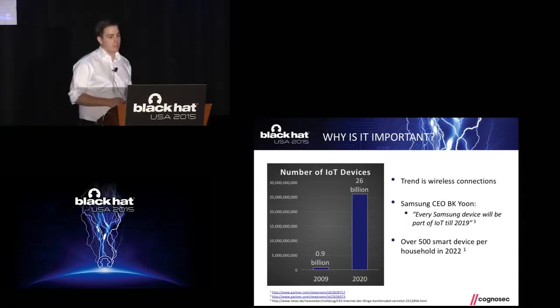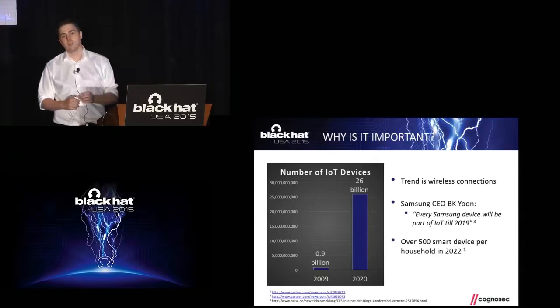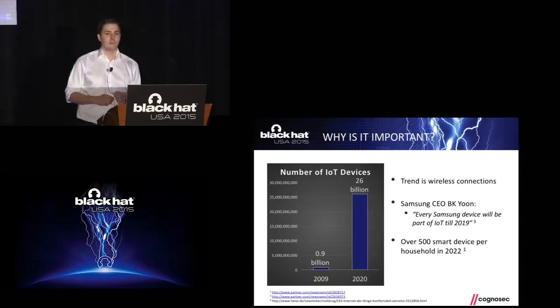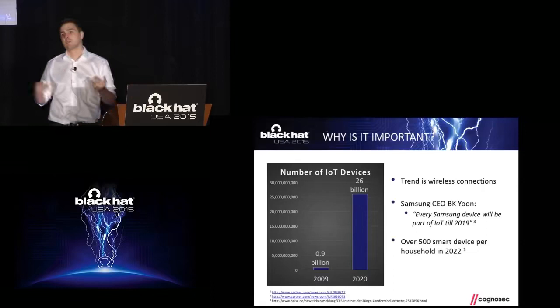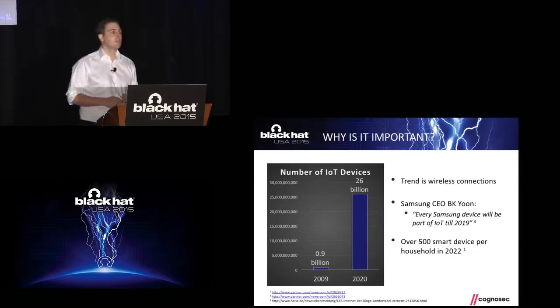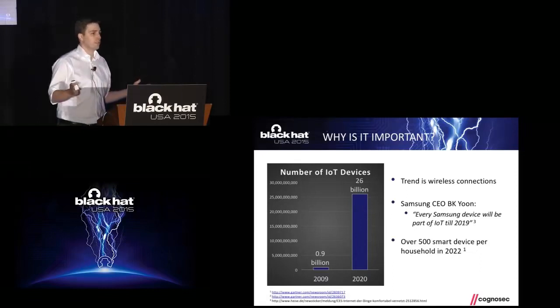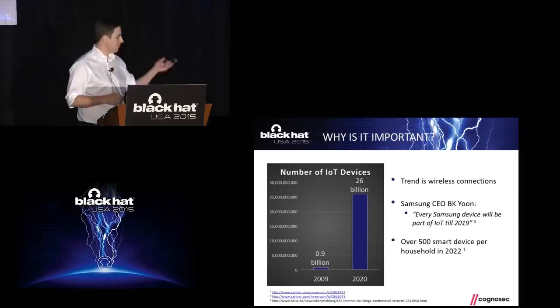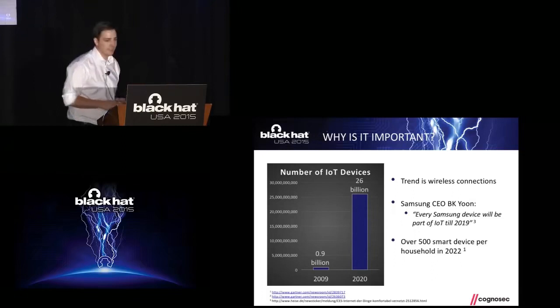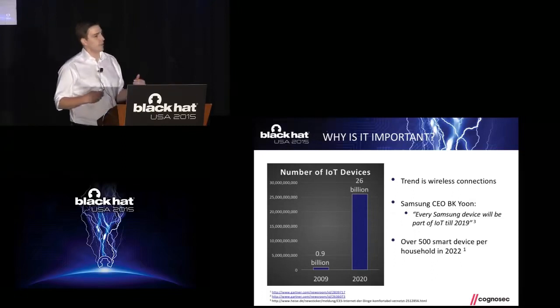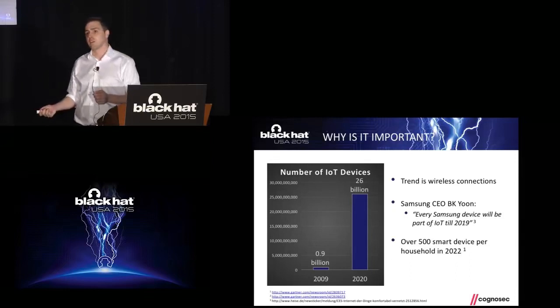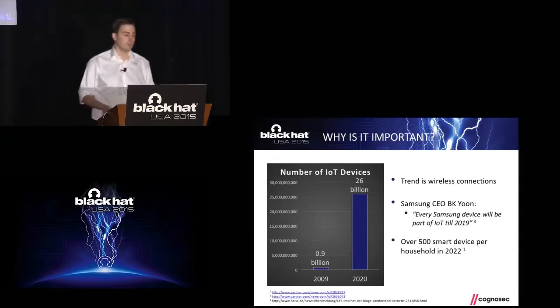This is underlined by a statement from the Samsung CEO, at the beginning of this year, I think. He said that every newly built Samsung device will be part of the IoT by 2019. So every thing Samsung is building will be connected. Very interesting. What also supports our field of research for home automation is that they also predict that 500 smart devices will be included in a typical household by 2022.